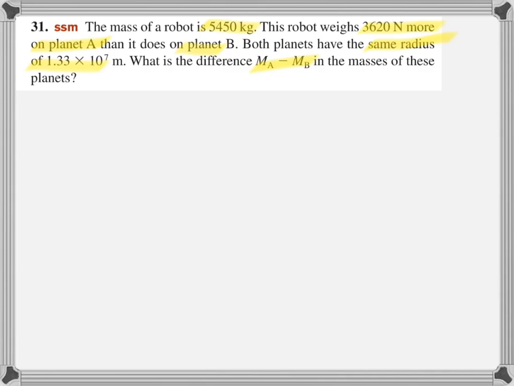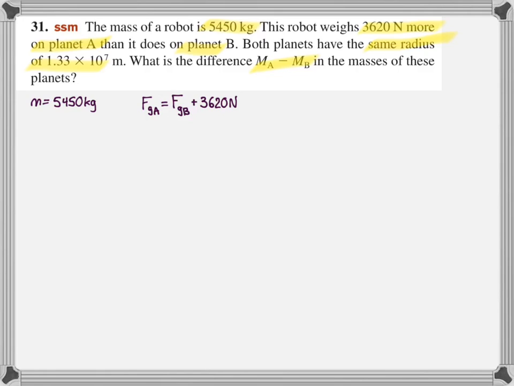So to start off, we start by writing down what we know. We know the mass of the robot. We know that we can't write everything in terms of an equation. We know that the weight, which is the force of gravity on planet A, is 3,620 more than the force of gravity on planet B. So to try to break this down and incorporate the radius, we use the long force of gravity equation.